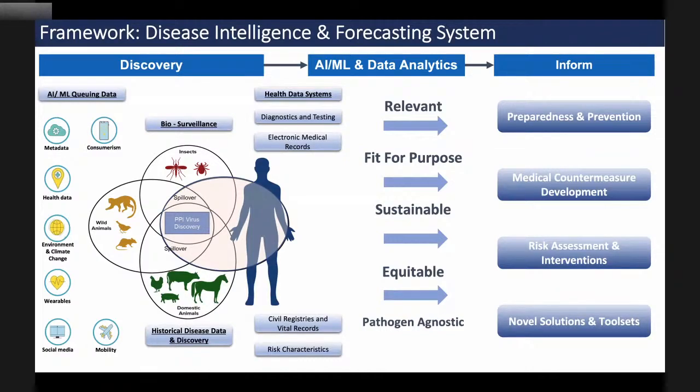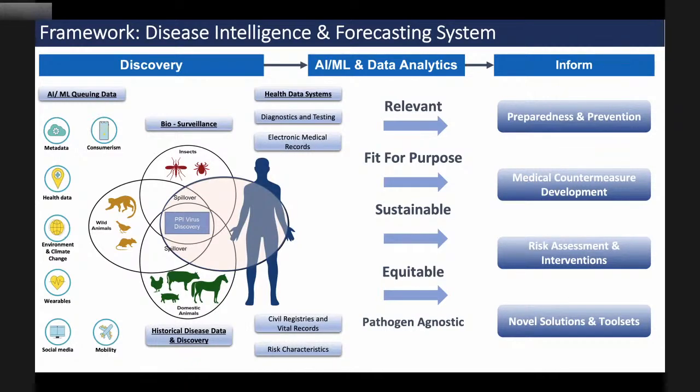These tools need to inform at all levels. I'm talking about the community level, the state and local, the regional and supranational level, preparedness and prevention at different kinds of instantiation, and informing medical countermeasures. Basically, how does a system like that inform novel therapeutics, novel diagnostics, and assays for genomics and PCR and so on and so forth to be relevant.